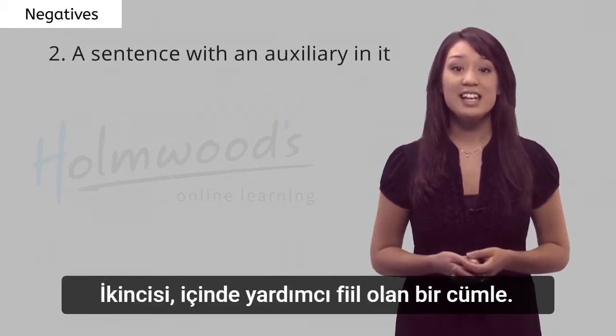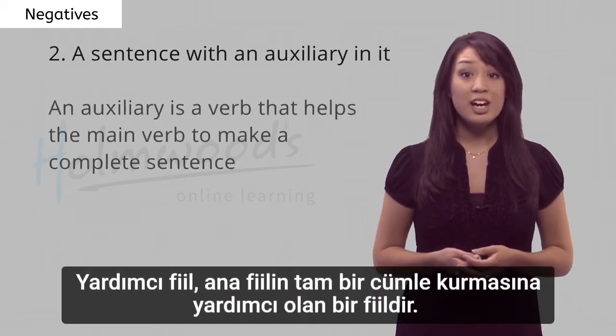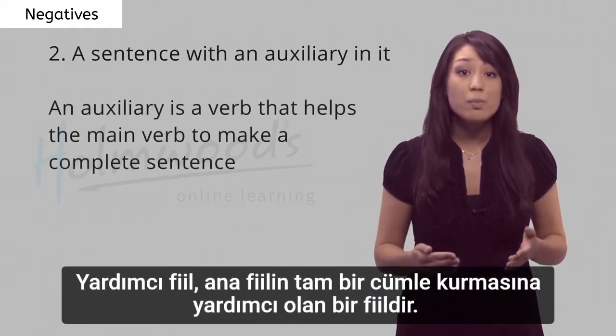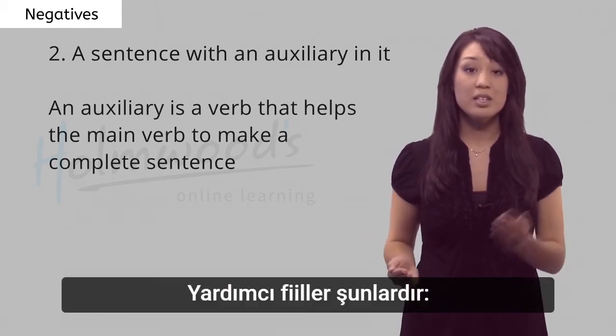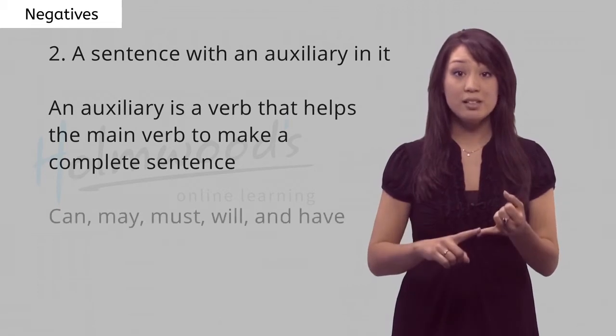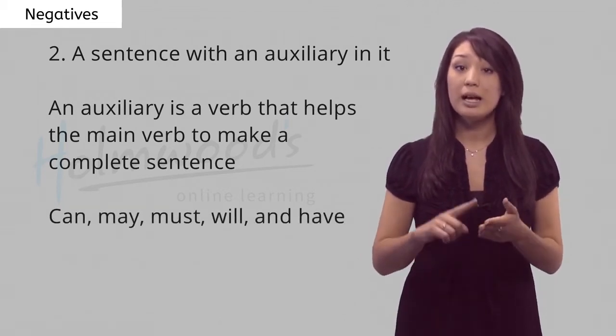Second, a sentence with an auxiliary in it. An auxiliary is a verb that helps the main verb to make a complete sentence. The auxiliaries are can, may, must, will, and have.